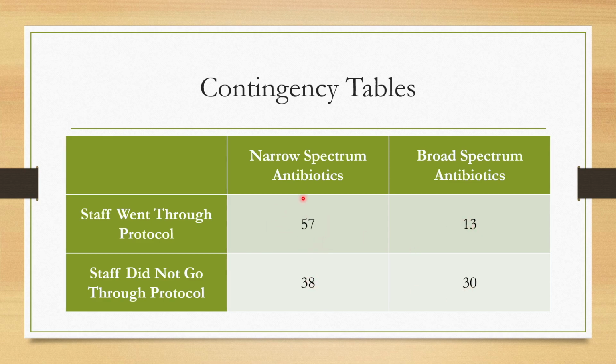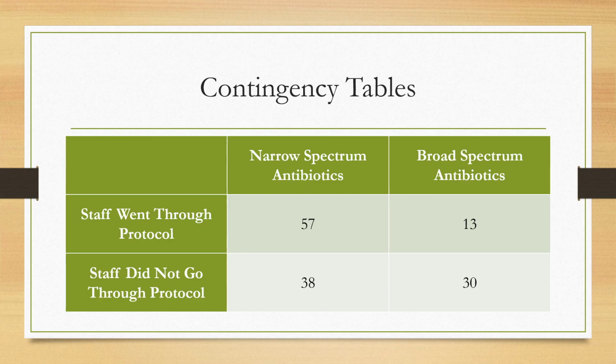57 represents that there were 57 individuals who went through the protocol and assigned narrow spectrum antibiotics. There were 13 individuals who went through the protocol and in their most recent prescription assigned broad spectrum antibiotics. There were 38 individuals who didn't go through the protocol and assigned narrow spectrum antibiotics in their most recent antibiotic prescription, and there were 30 who did not go through the protocol and assigned broad spectrum antibiotics in their most recent antibiotic prescription. So this is how we break this information down, and this is what that represents.